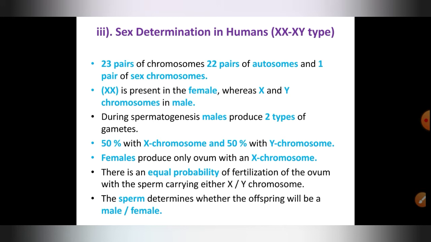So females produce only ovum with an X chromosome. Females only produce ovum, through the process of oogenesis and the formation of the ovum. After that you have an egg which has only an X chromosome.